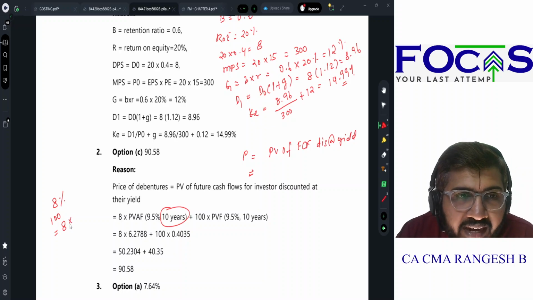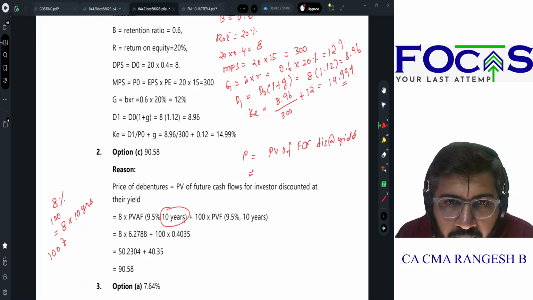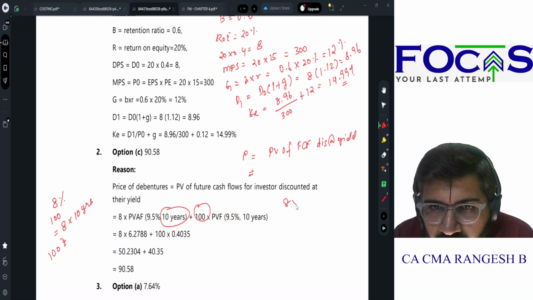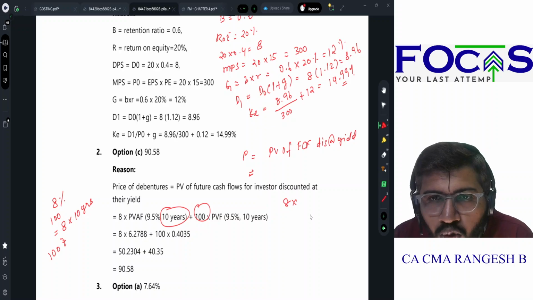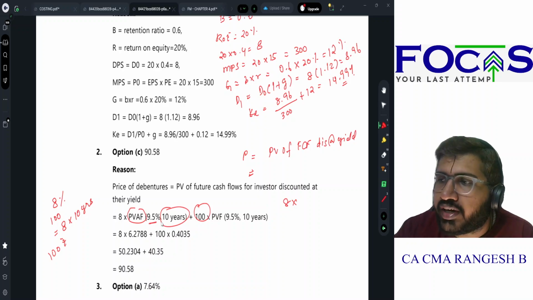Correcta? Inda 8 rupees evvalo varushathukku enakku kidaikkum? 10 varushathukku enakku kidaikkum. 10vadhu varusha kadaisiyila enakku evvalavu rupai kidaikkum? 100 rupees kidaikkum, which is going to be my redemption value. Correcta? So now 8 rupees into, this will be for 10 years. So present value annuity factor at 9.5% for 10 years.